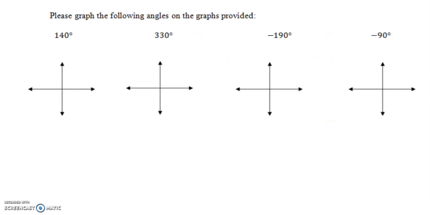So now it's time for you to try. A little bit of positive, a little bit of negative. So what I'd like you to do is pause the video, please. As you are doing so, I'm going to be doing the problems as well. And when you unpause, you can check your answers with me. Please pause the video now.